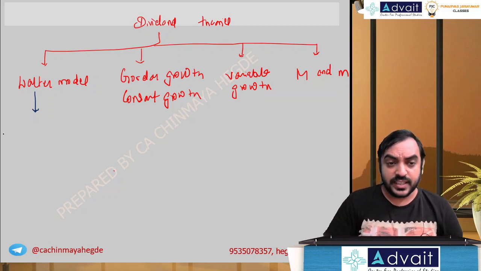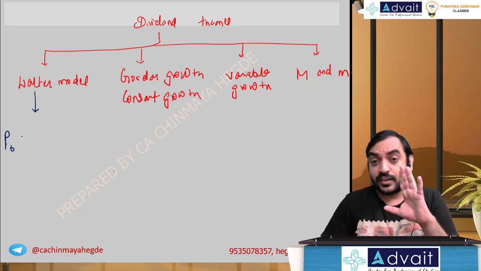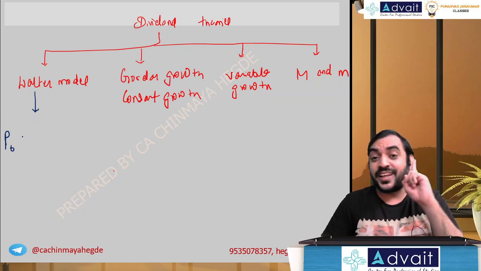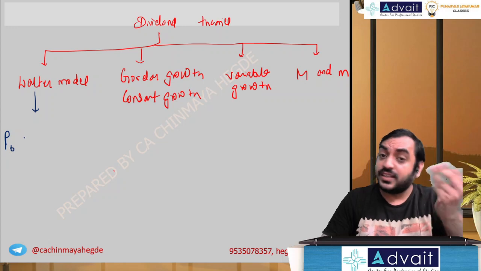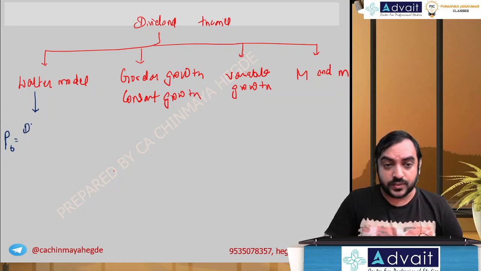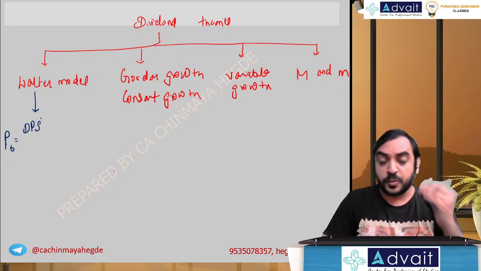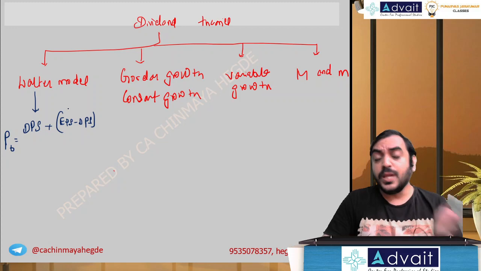So the formula, he says, P0, the theoretical price. There is no one formula for price calculation. For price calculation, I will say value determination. These are all theoretical prices, value in their opinion. That is given by the two parts I told you: DPS, distributed profits, dividend, plus retained earnings, EPS minus DPS.